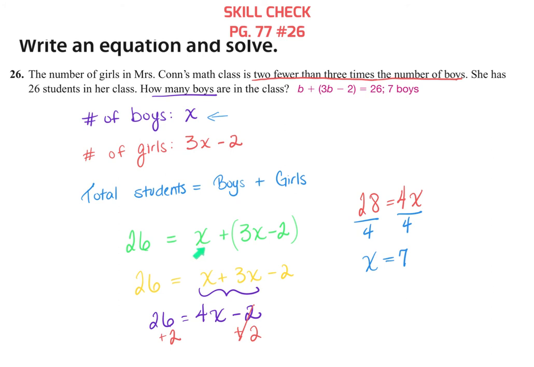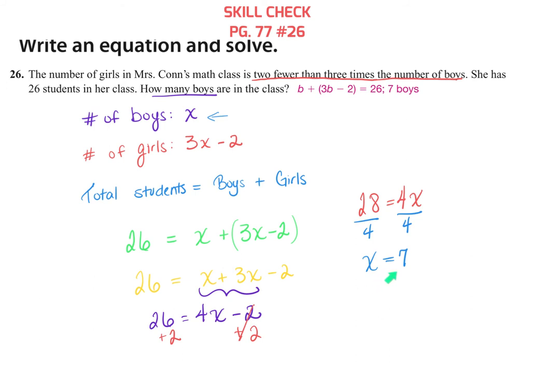My boys, I said, was x. My girls, I said, was 3x minus 2. Now I'm just going to simplify this. This is a 1, so it really doesn't change this other than takes away the parentheses. So x plus 3x minus 2. I combined my like terms to get the 4x minus 2, and then I just solved. This is as simple as it gets. So I'm going to add 2 to both sides, which gives me 28 equals 4x. I'm going to divide both sides by 4, which gives me x equals 7.